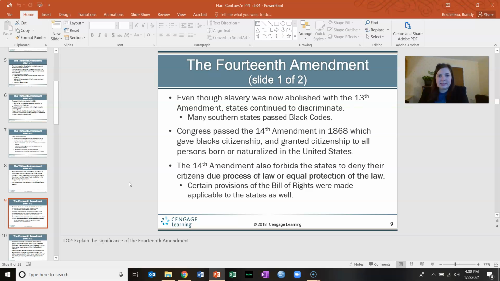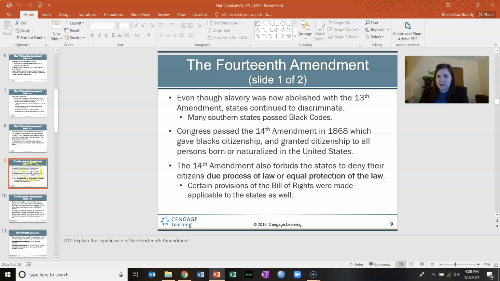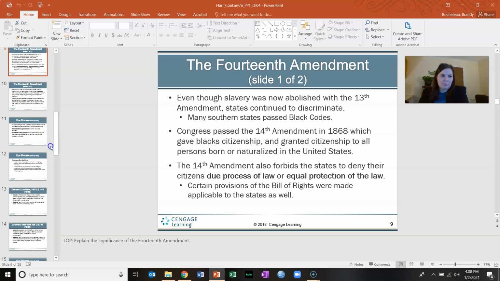We have many states pass black codes. They started to enact discriminatory laws that still resulted in black people, particularly in the South, being treated as if they were slaves.